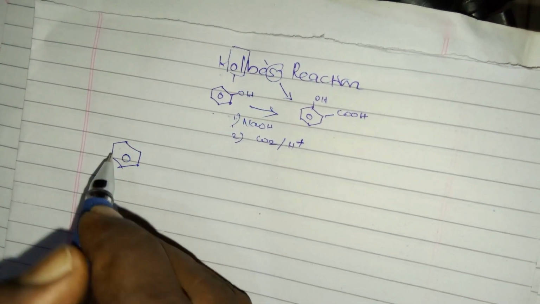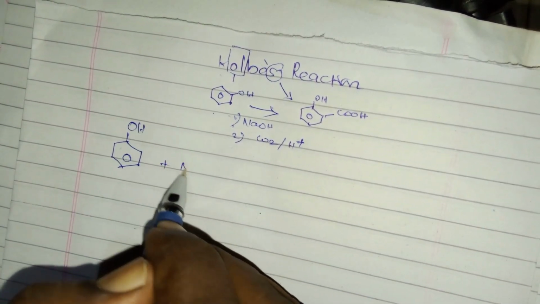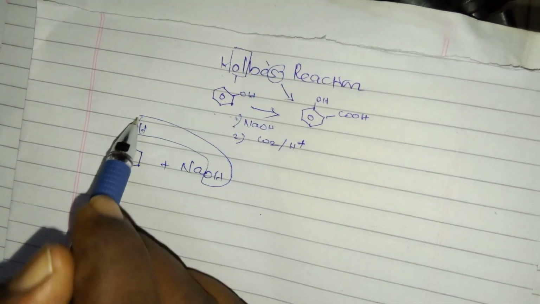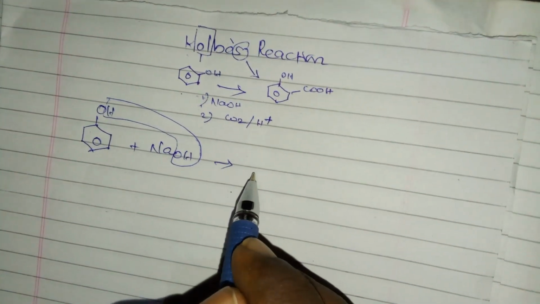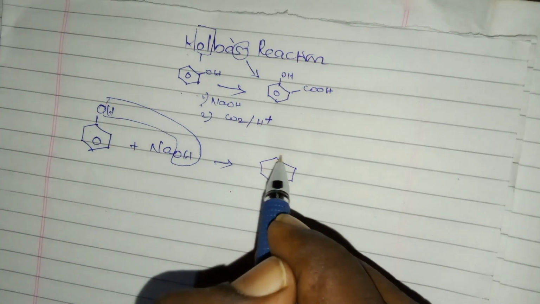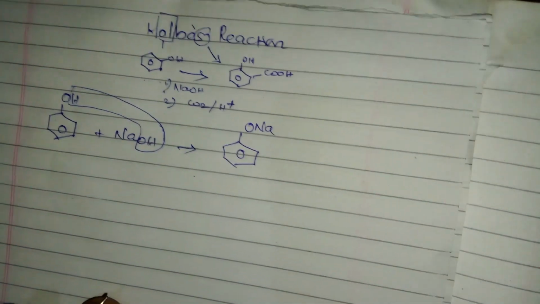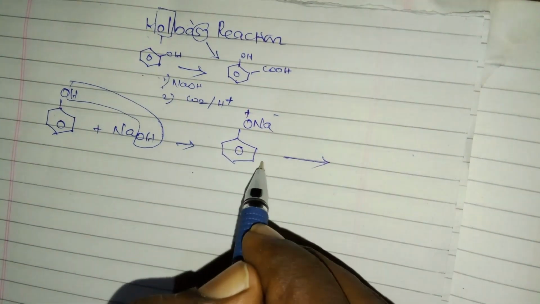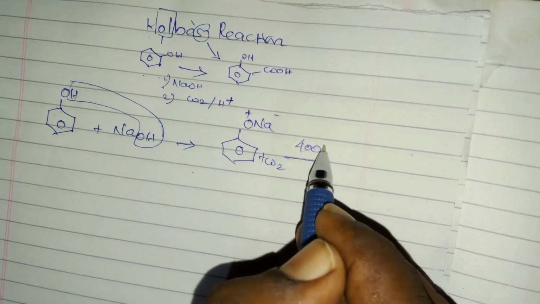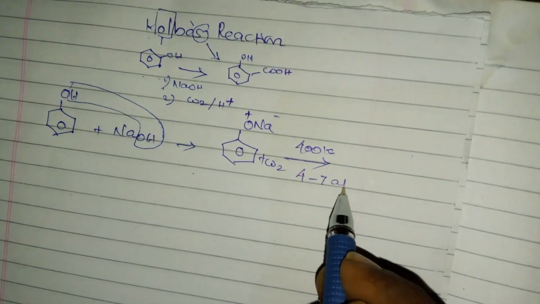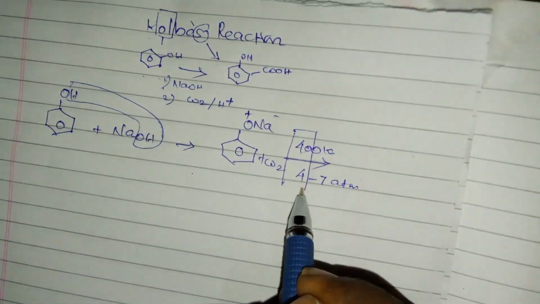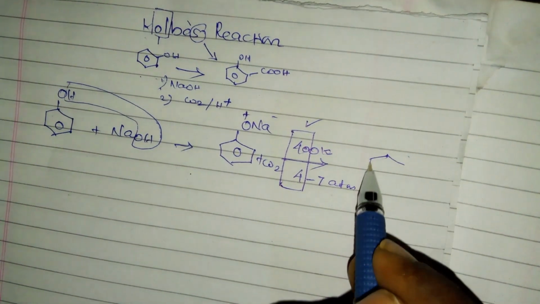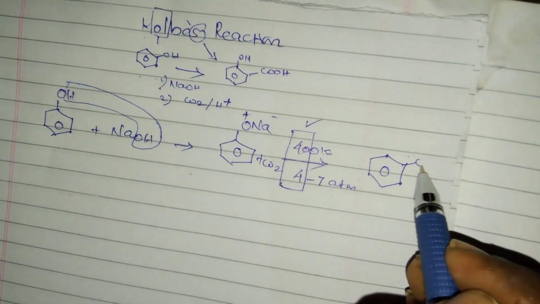Now let us take phenol. When it is treated with NaOH, what happens? H2O moves away, and we get O minus Na plus. And then if you treat it with CO2 under 400 Kelvin and 4 to 7 atmospheric pressure, so here we can remember the 4, 400 Kelvin, 4 to 7 atmospheric pressure, we can get salicylic acid.